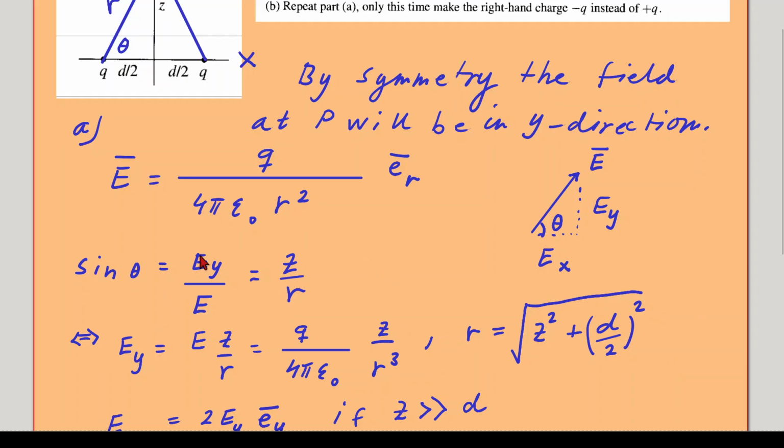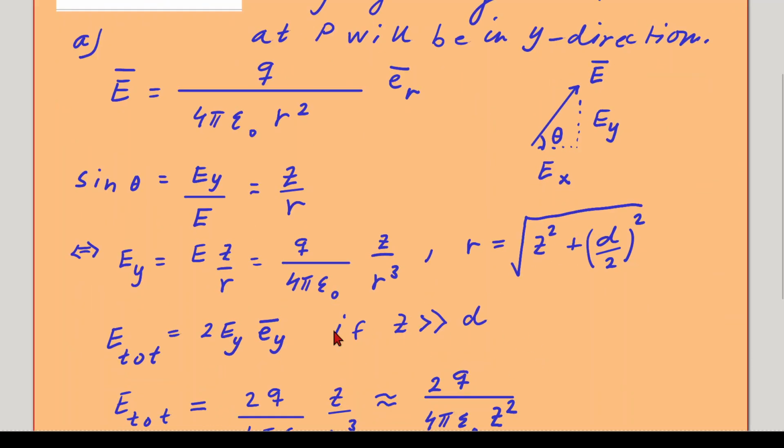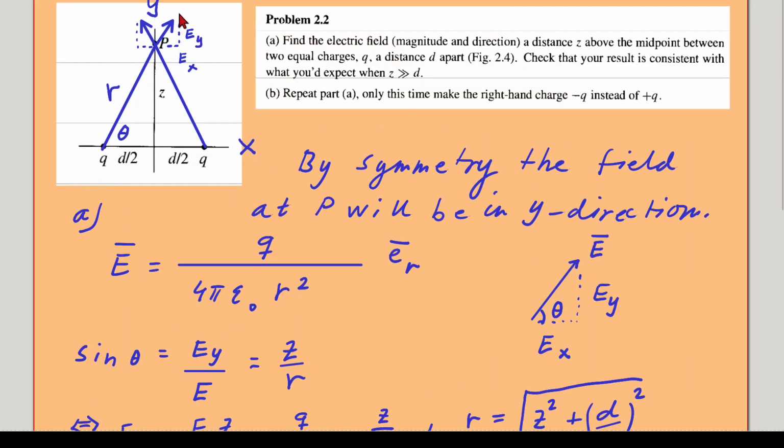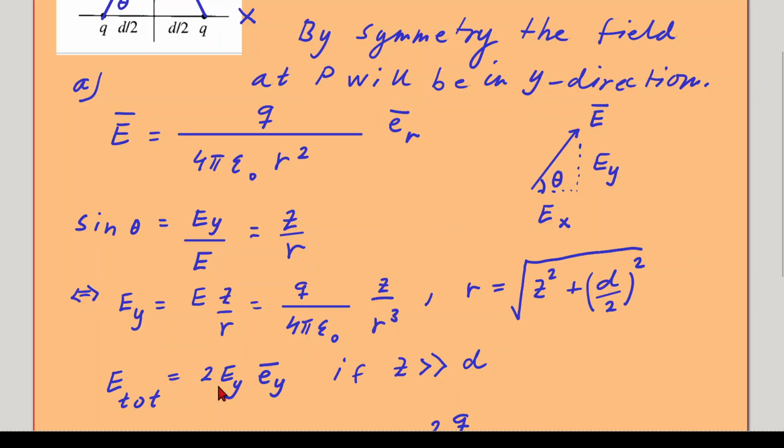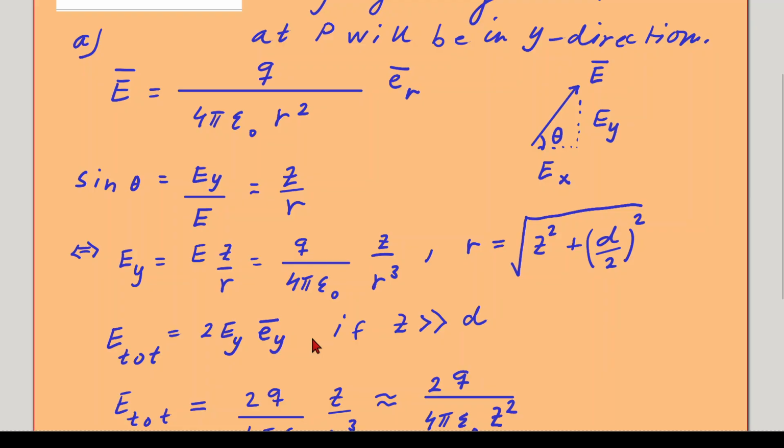So Ey, according to this formula here, equals E times z divided by r. But the E, that's just that expression here, isn't it? And then z over r. So you have r cubed here, and z. And the total field is just 2 of that. I mean, we just calculated that one, so it's 2 times that. So we have answered that question.